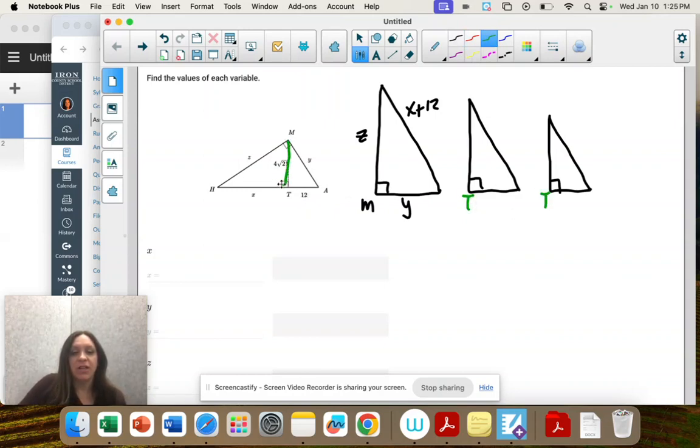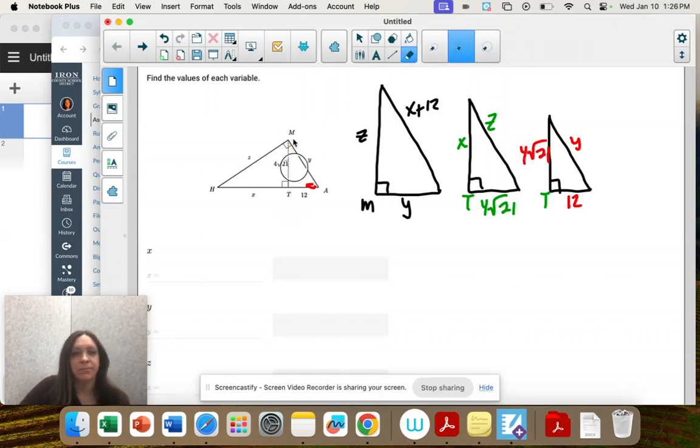Let's look right here. And I like to always start with the hypotenuse. So the hypotenuse is z, and then the short leg is 4 square root of 21, and the long leg is x. And last one, let's look at the smaller triangle here. So the hypotenuse is y. The short leg is 12, and the long leg is 4 square roots of 21. Okay, everything's labeled. Let's just start with x.